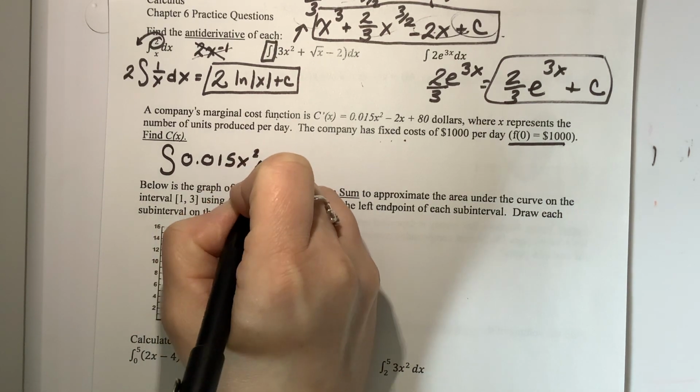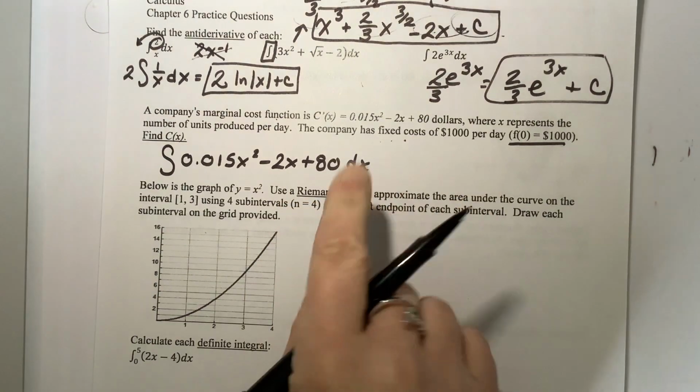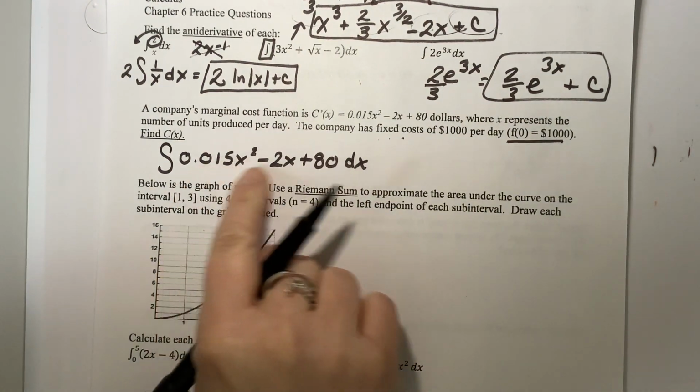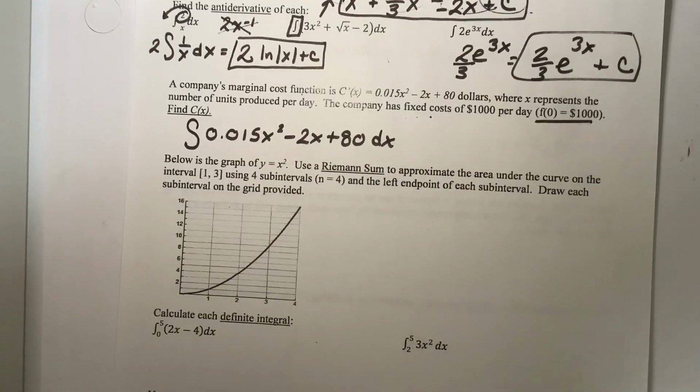0.015x to the power of 2 minus 2x plus 80. Now we say dx, indicating that this was a derivative. We're going backwards to find an original. From here, we just integrate each piece.